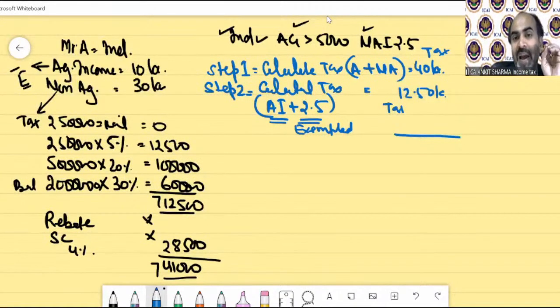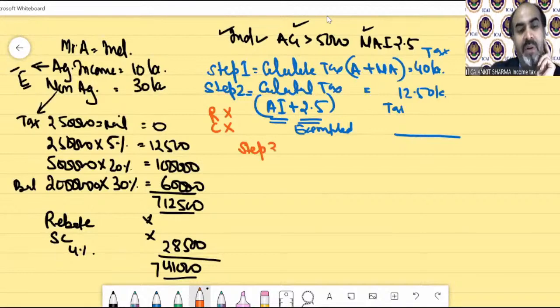If the income exceeds 50 lakh, then we calculate tax and surcharge as per normal provision. We will not take any effect of rebate and we will not give any effect of cess. Rebate and cess we will not consider in step number 1 and step number 2. That will be considered in step number 3. So what is step number 3? Step number 3 is just simple. Step 1 minus step 2. As simple as that. So the tax we find in step number 1 and the tax we find in step number 2, the difference of that tax will be your tax liability.